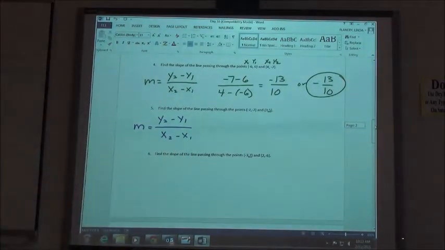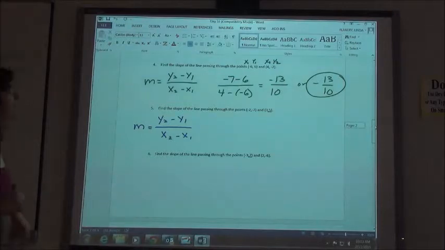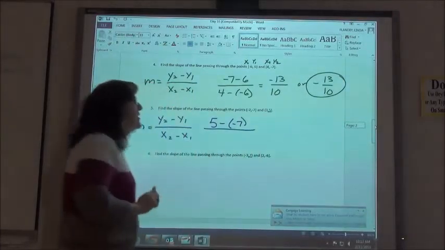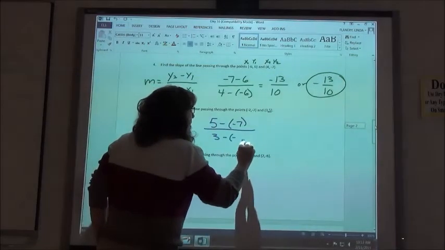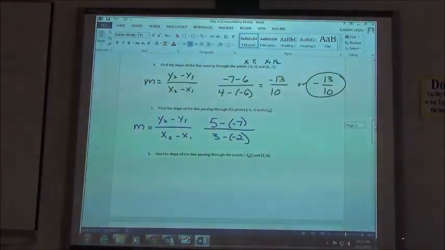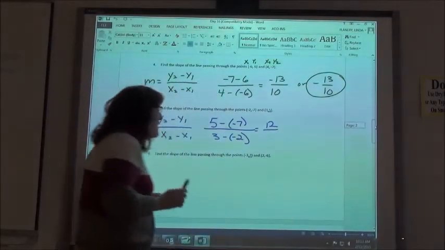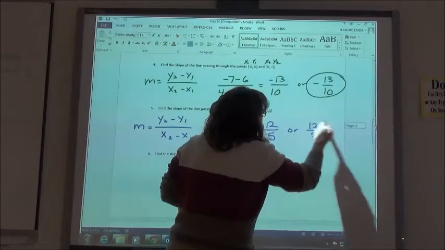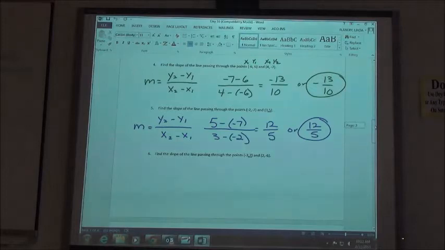So number 5, we want to find the slope of the line passing through -2, -7, and 3, 5. So if I do my change in y, I'm going to do 5 minus a negative 7. And the x's? 3 minus negative 2. And so 5 minus a negative 7 would give me 12. 3 minus a negative 2 gives me 5. Can't simplify that one. 12 fifths. I can't do anything to simplify that one.